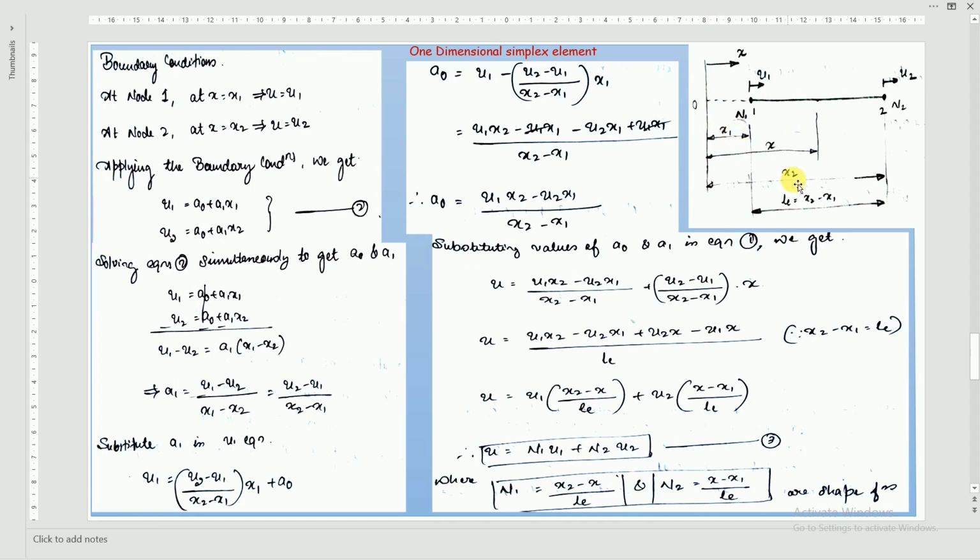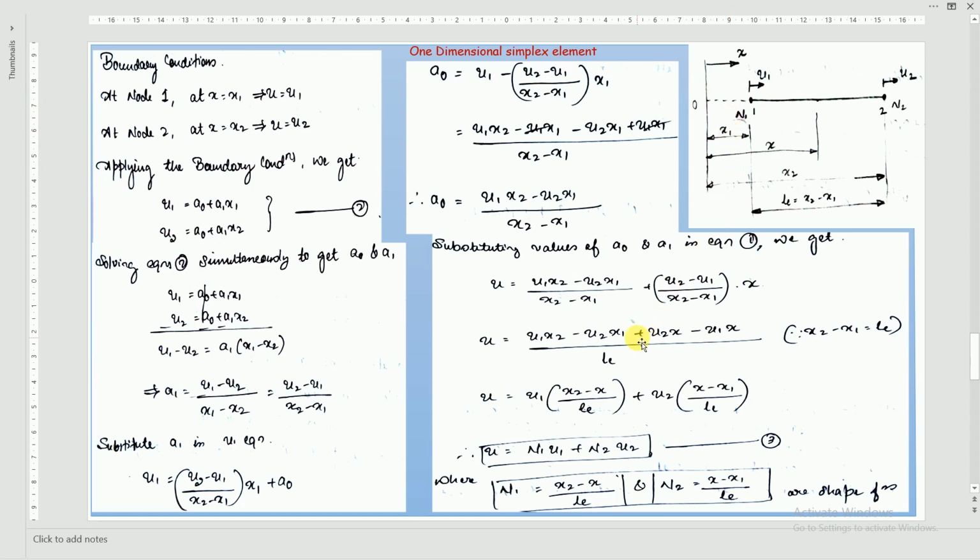These are not the displacements. These are your coordinates, coordinate systems. So it will be x1 at node 1, it will be x2 at node 2. Got it? u1 and u2 are the displacements, x1 and x2 are not the displacements. Okay? Yes, sir, got it.